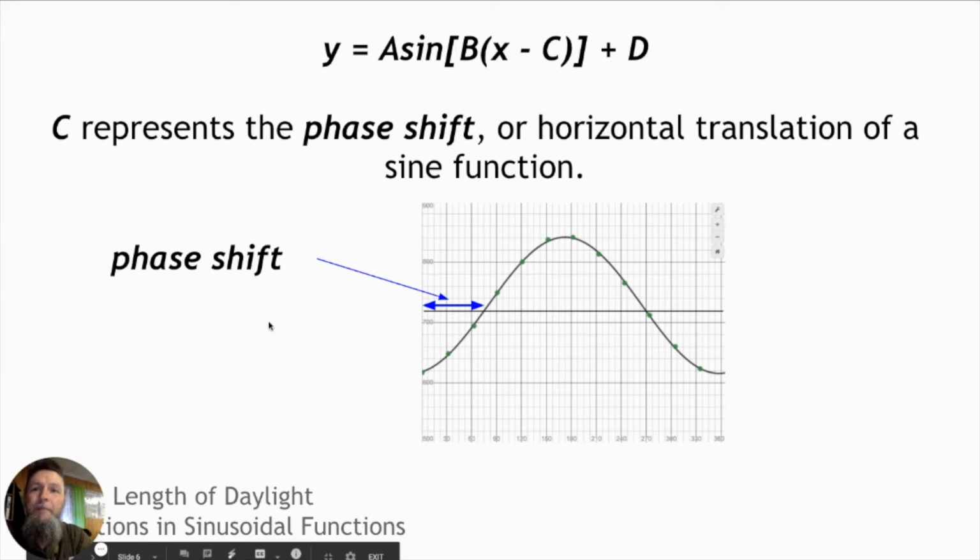All right, C represents the phase shift, or the horizontal translation of the sine function. A sine function will generally start at 0, 0, and then move up and follow that sinusoidal pattern.